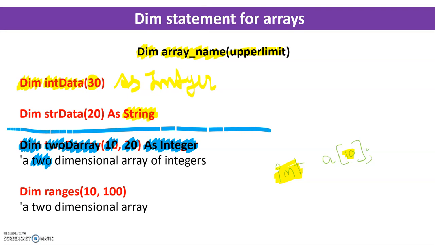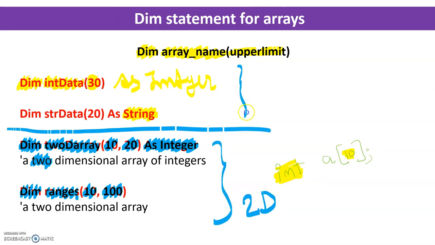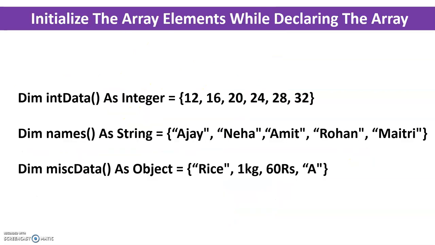And another way, if you are not specifying the data type, then simply write Dim, name of the array, and rows and columns, right? So this is about the 2D array, and this is about the 1D array. Easy? Yeah. So after that, let's see how to initialize it. After declaration, how to initialize it.